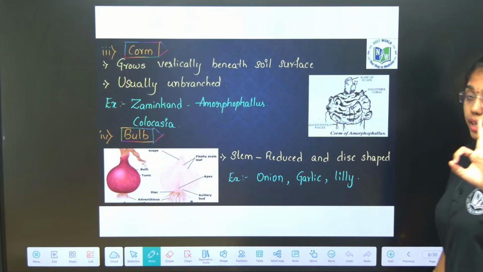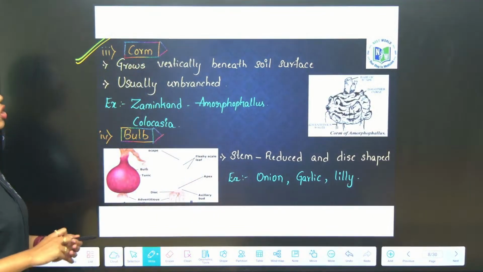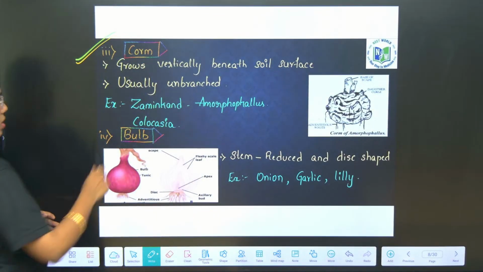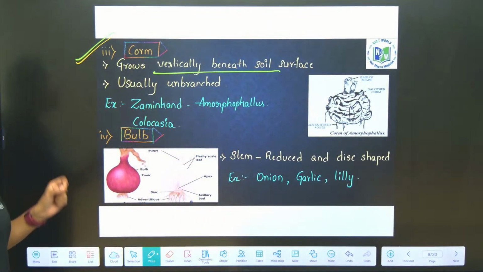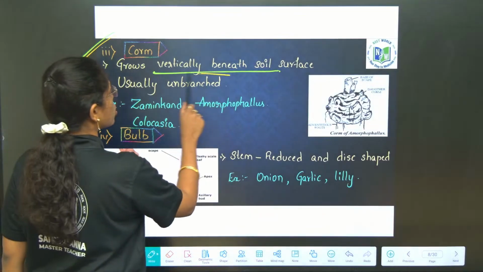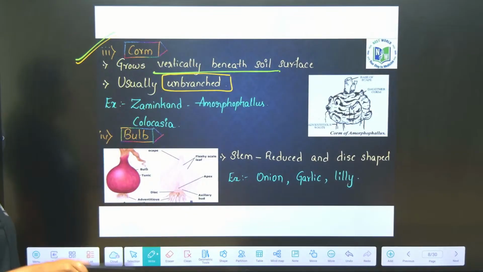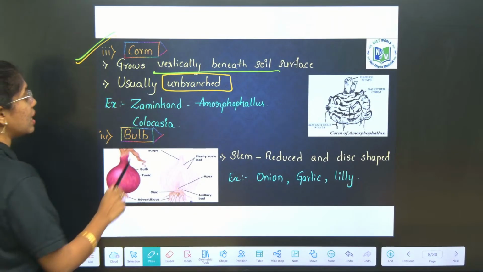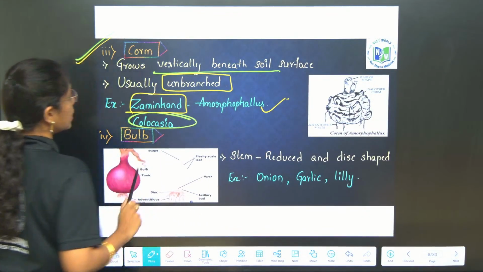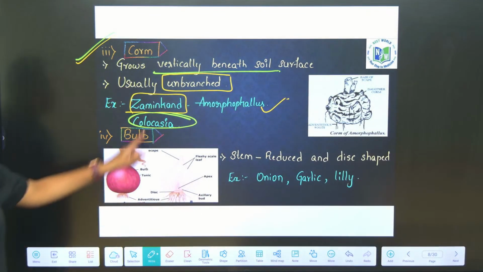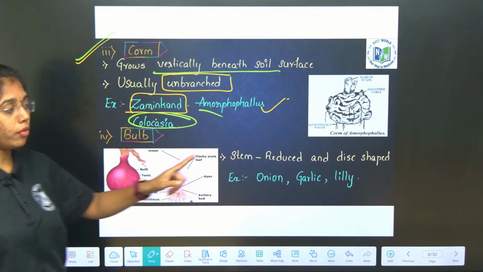Next, the third type of underground stem modification is corm. Corm grows vertically beneath the soil surface, and it is usually unbranched. The best examples are Zaminkanth, Amorphophallus and Colocasia. Zaminkanth's botanical name is Amorphophallus.